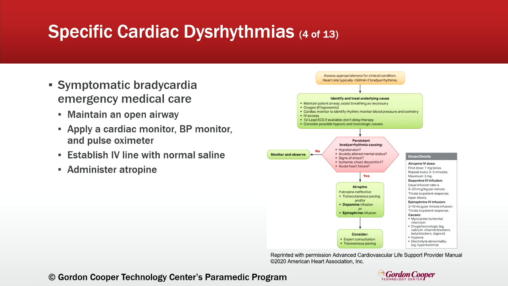We want to make sure we have people on O2, put them on a monitor, a blood pressure monitor, as well as a pulse ox. We want to get a 12 lead. And then obviously start an IV infusion of normal saline, and check a quick little blood glucose test. And if they are hypoglycemic, treat it promptly to help stabilize the patient.